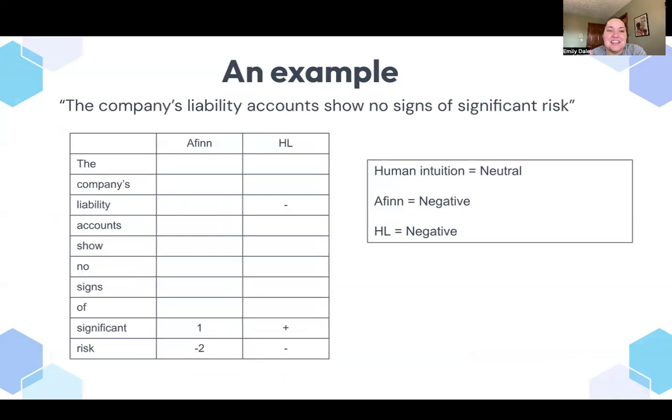This is a similar one. The company's liability accounts show no signs of significant risk. We know that's neutral, maybe positive, but these ones counted it up as negative.